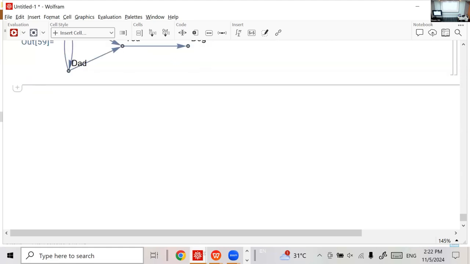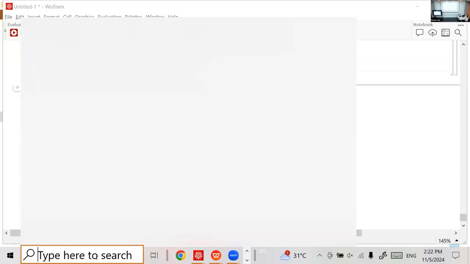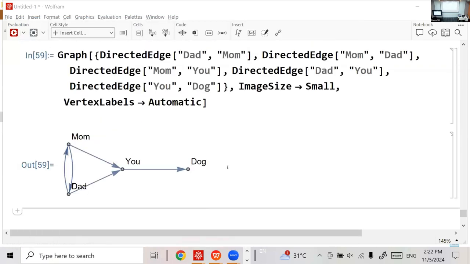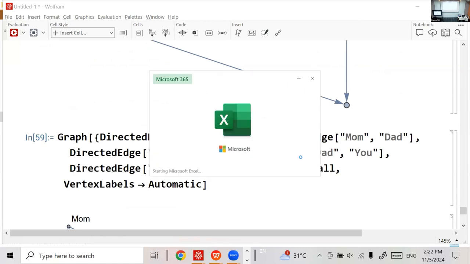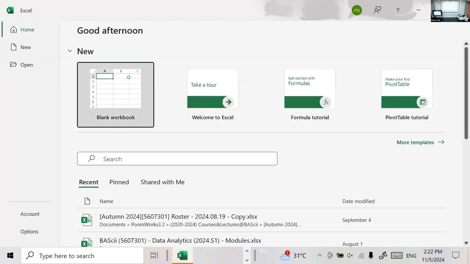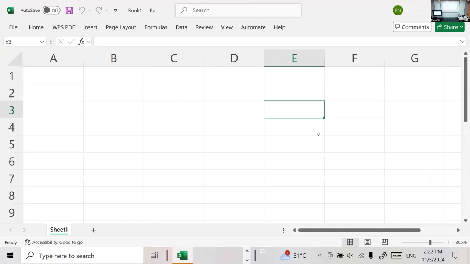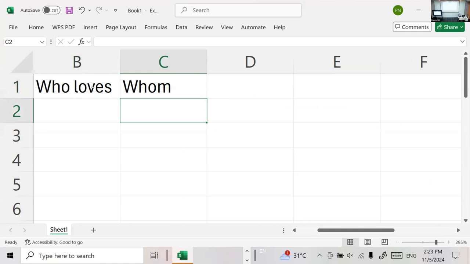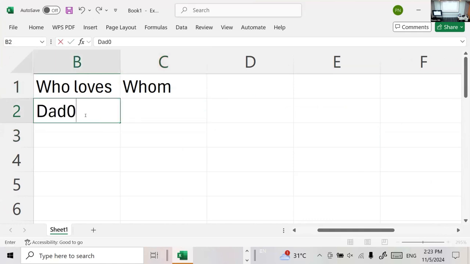So I have this thing, let's say Excel. So let's do this. Who loves whom? Who loves whom? So let's say dad loves mom.